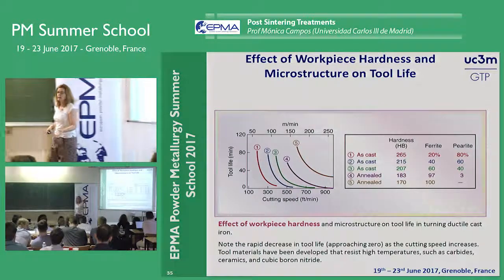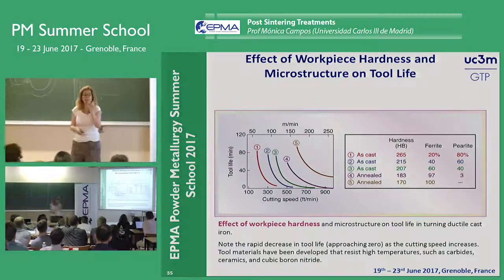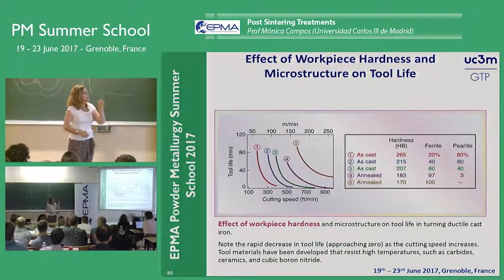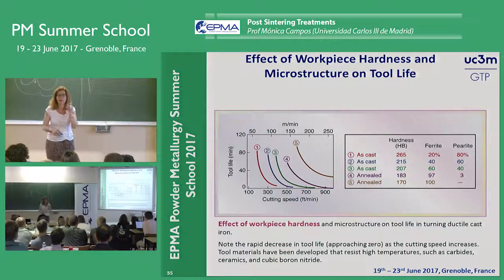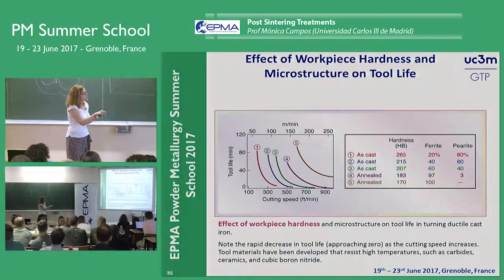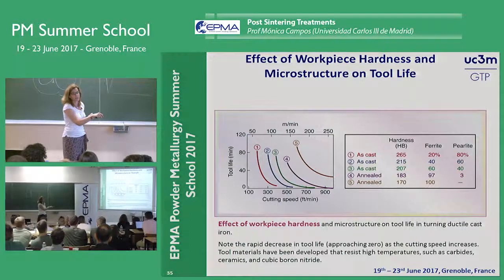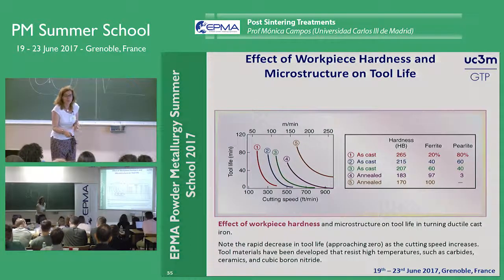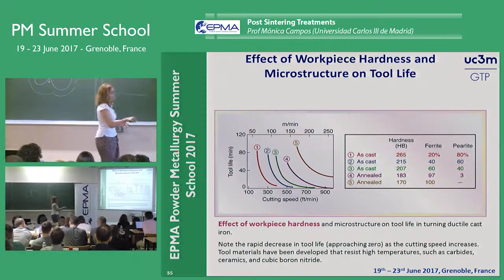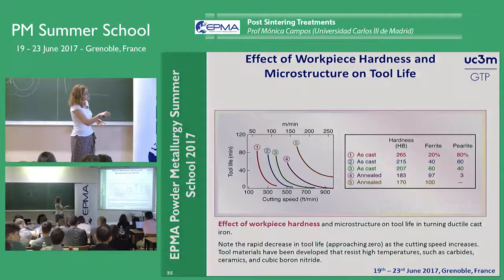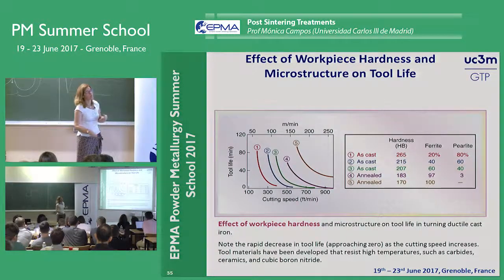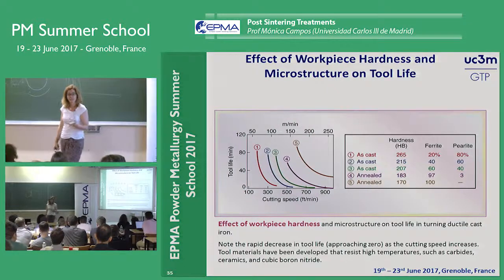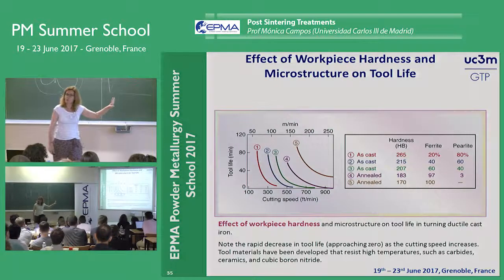In case of the harder material, you can see how the range of the cutting speed is relatively narrow. We can move just within very narrow ranges of speed, because if we go farther in velocity, it's impossible to machine the component. When it's softer, we don't have this rapid decrease that is found here. The softer material is more friendly for machining in general, for wrought steels.